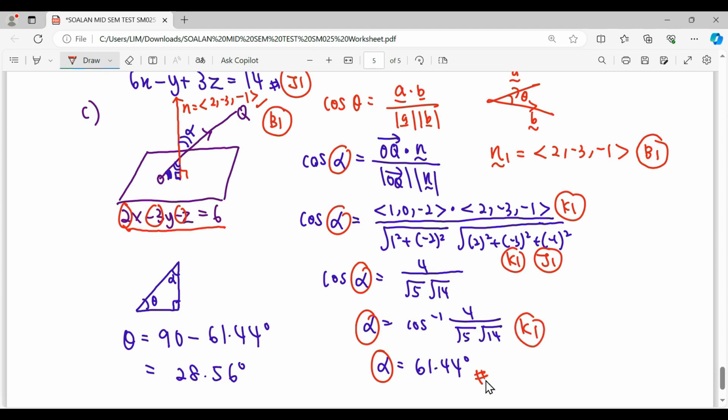So to get this angle, this is not your final answer. For your final answer, you should take 90 degrees and minus. Because your angle found is not the angle between the line and plane. Your angle found is the angle between the normal and line. So you still have to find the angle between this line and the plane. Alright, so that will be your final answer. So that's all for this.